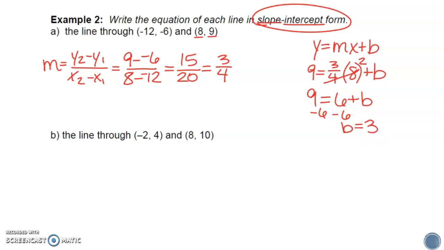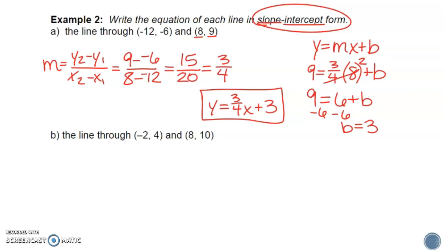That's my y-intercept. So to write the equation of the line in slope-intercept form through those 2 points, I would write y equals 3/4 x plus 3. So there's one way to get the equation of the line in slope-intercept form. In example 2b, we're going to try a different way. You can choose either method that you like. You don't have to do them both.